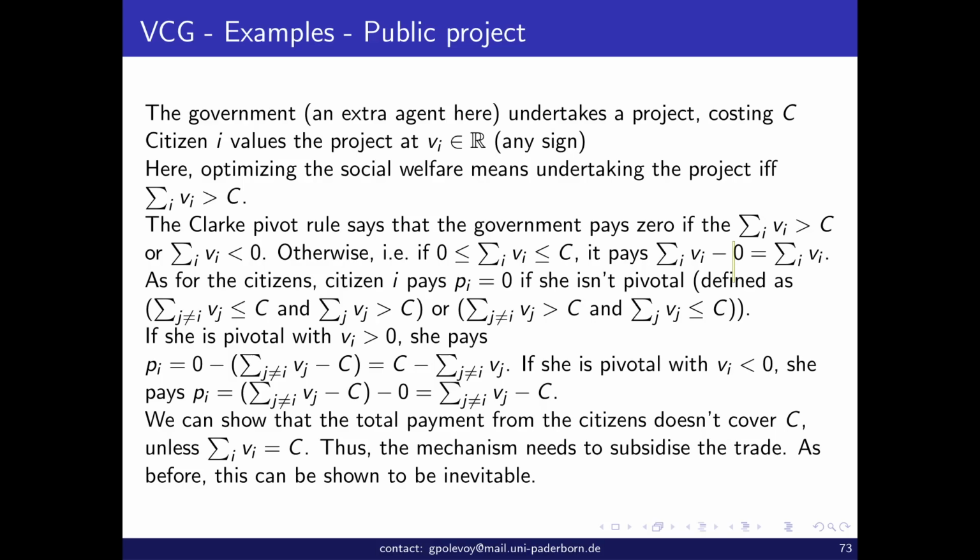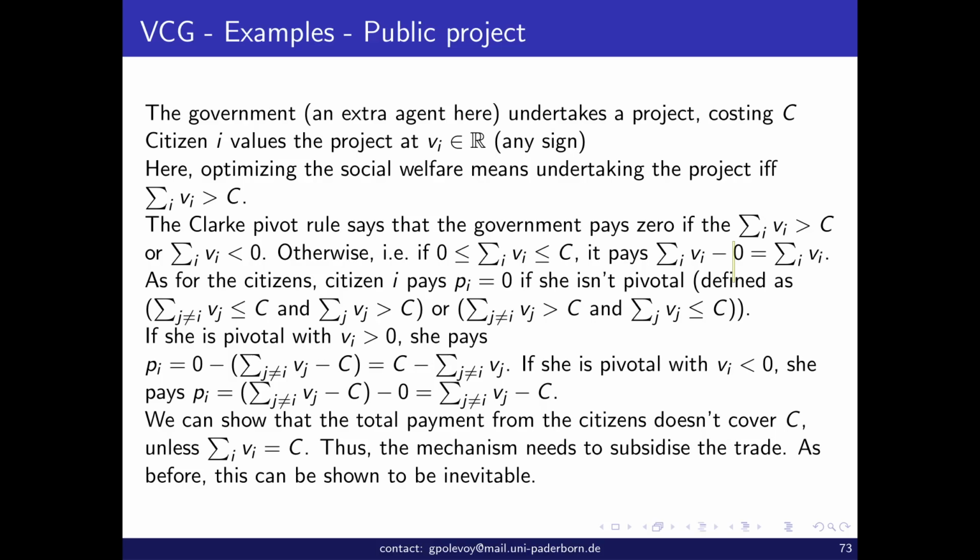In this case, the government not only does not build anything, it also has to pay the users. That's a weird mechanism. Now, as for the citizens, I pays negative if she isn't pivotal, and if she is pivotal, she pays something. Now, what does it mean, pivotal?